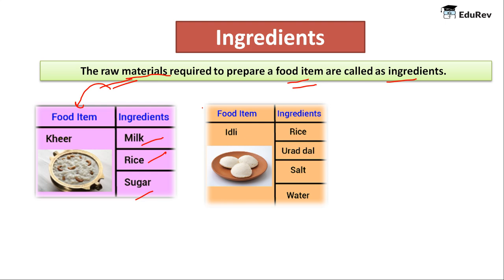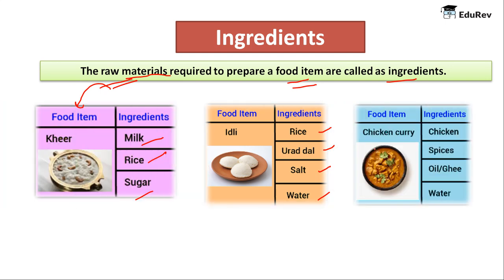Here comes the next food item. Idli. What are the ingredients we require to prepare idli? Idli is prepared from rice, urad dal, salt and water. We make a paste of rice and urad dal and we pour it in an idli stand and then the food item idli will get prepared. So these ingredients are used to make this food item idli.